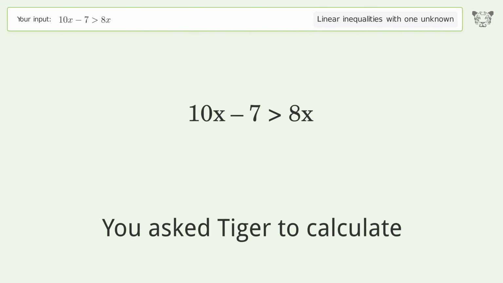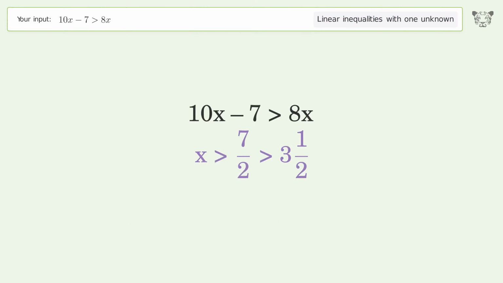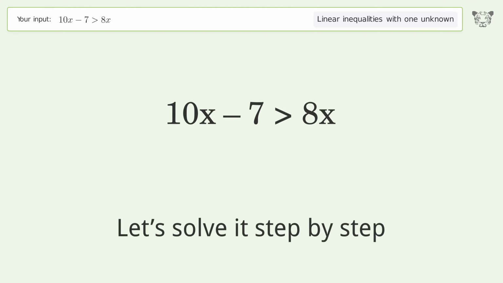You ask Tiger to calculate. This deals with linear inequalities with one unknown. The final result is x greater than 7 over 2 greater than 31 over 2. Let's solve it step by step.